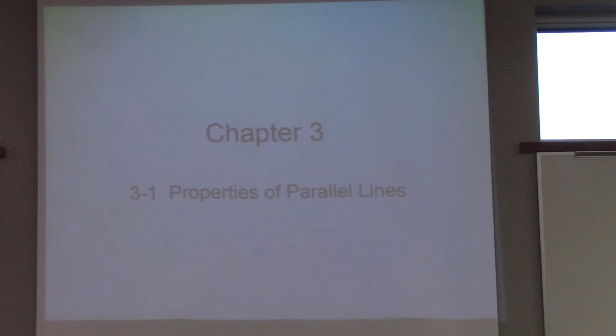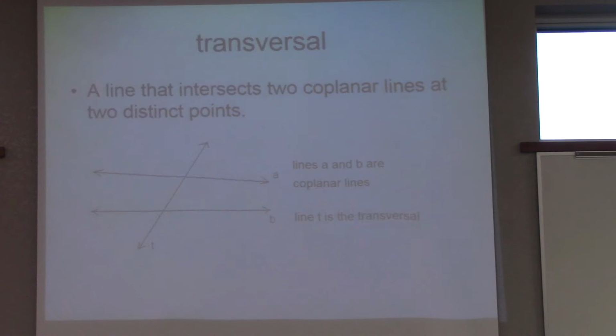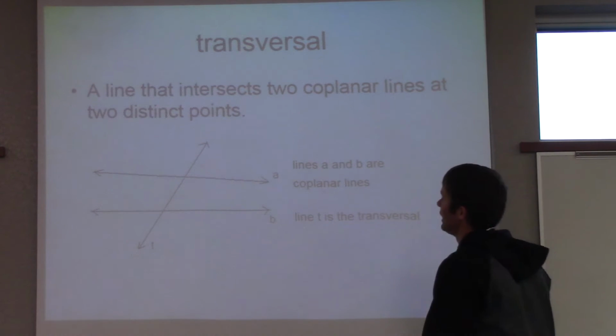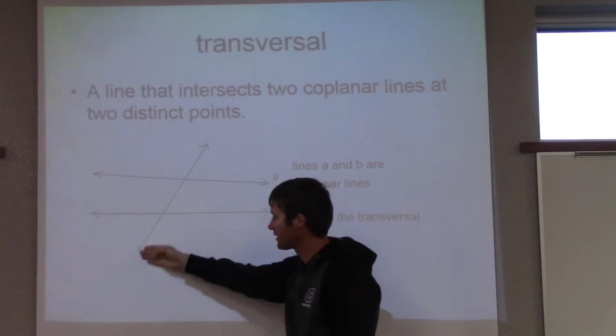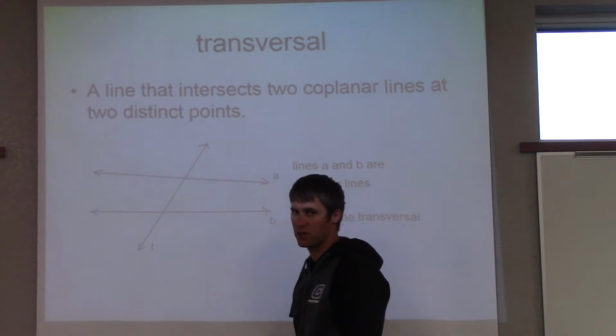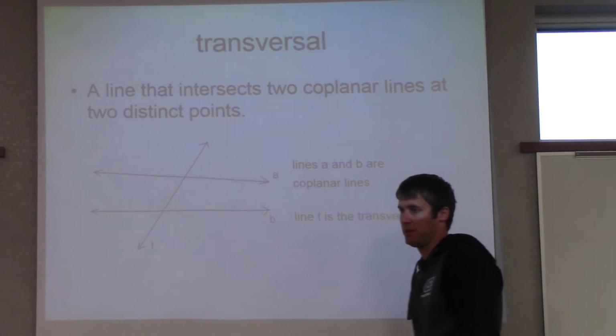Morning class, we're going to go over chapter 3, properties of parallel lines. First of all, we're going to talk about a transversal. A transversal is a line that intersects two coplanar lines at two distinct points. So right here, we intersect here. This line, T, would be our transversal of A, B.